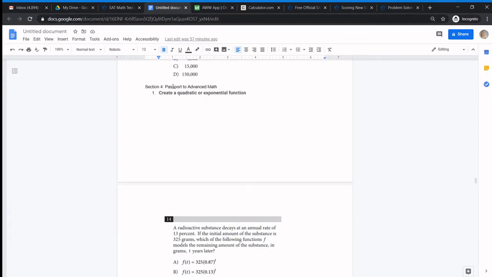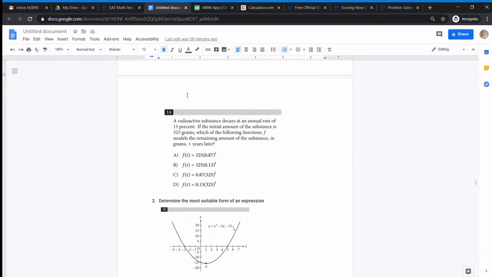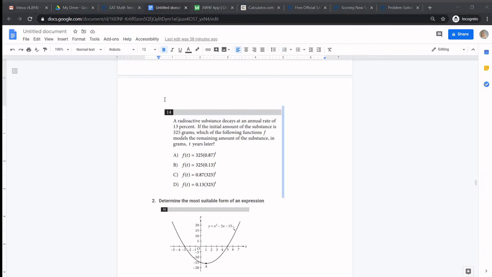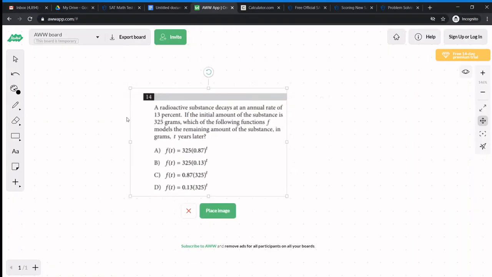Alright. Now we're moving on to the next section. Passport to Advanced Mathematics. These problems are going to be more mathematical based instead of analyzing graphs and data. And it's not really algebra, but different other mathematical methods that you need. So the first one: create a quadratic or exponential function. The only one I could find for this one was an exponential function, but for the quadratics I will just give an example, one that you'll see pretty often in the actual test.